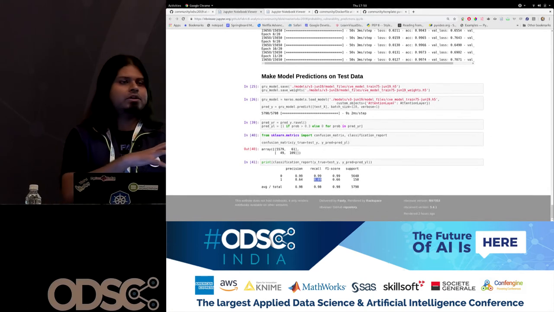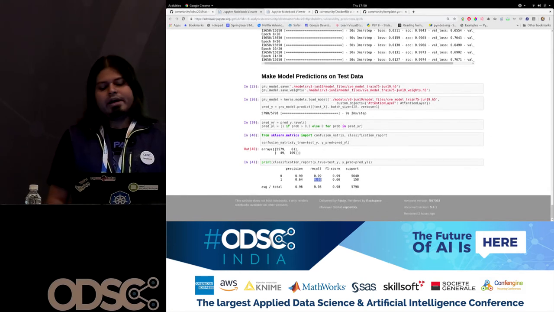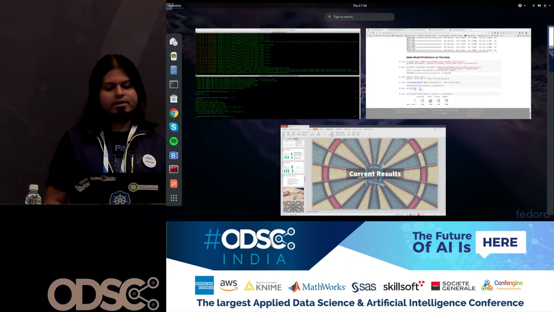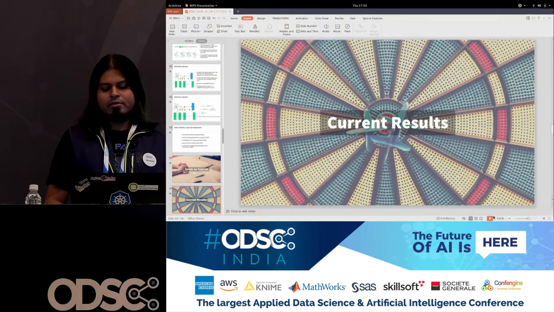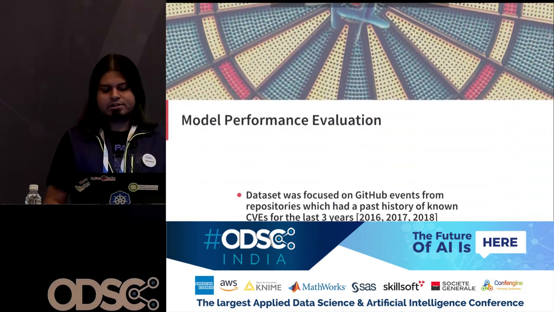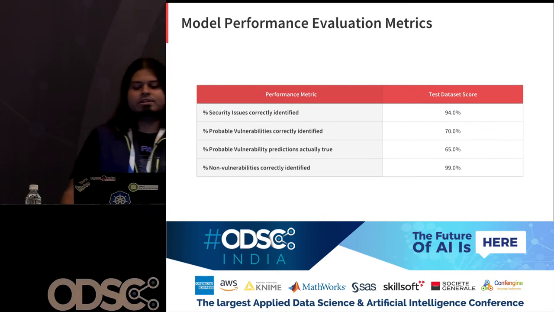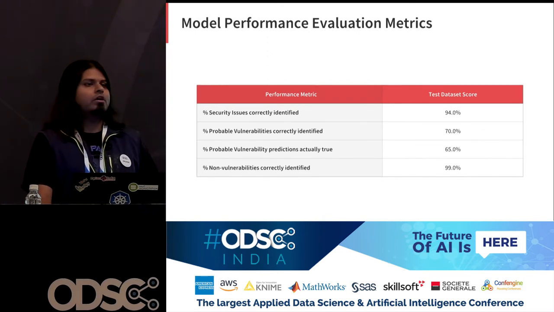Obviously we tried other models; machine learning didn't work at all. And this is basically our model architecture, right? Which we are currently using day in and day out. Briefly to wrap up, the current results: the data set was focused on GitHub events data for the last 3 years, our input data on which our models were trained and evaluated. As you saw, it was highly imbalanced, only 650 plus vulnerabilities, and these were our results. As you can see, 70% recall of probable vulnerabilities identified.